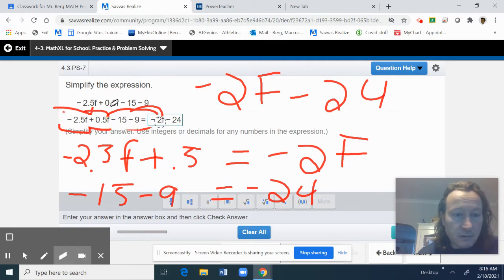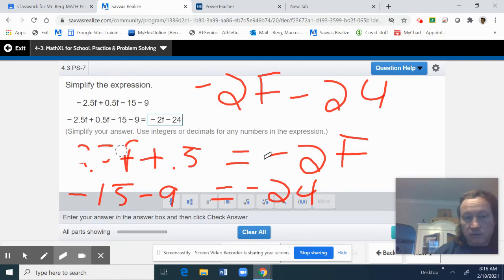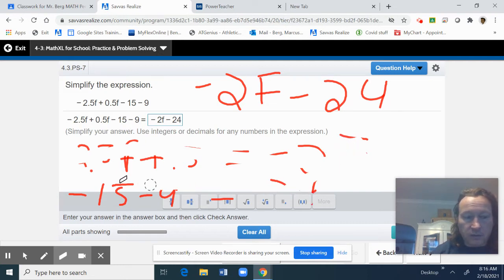We talked about this: it says simplify your answer. If I can scrub this away, we can look at it. It says you need to simplify your answer, which we did. Use integers or decimals for any number, so this doesn't want fractions. This one's integers or decimals. There should be a clear button on this thing. For some reason I don't have a clear button.